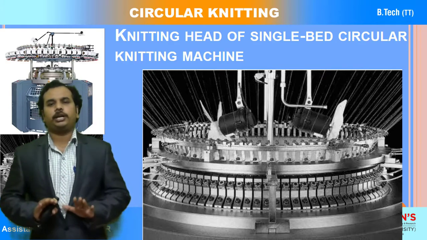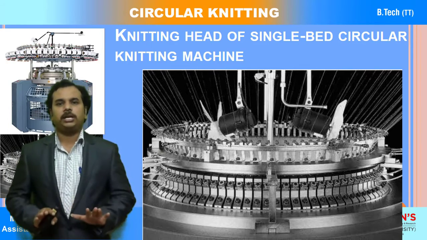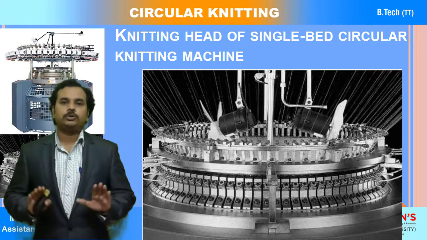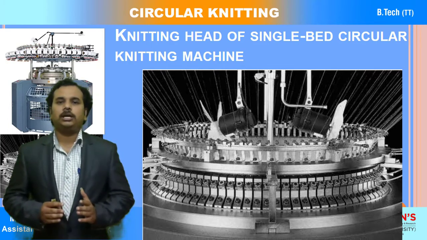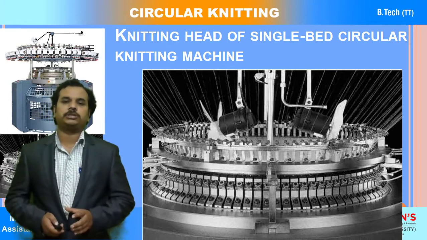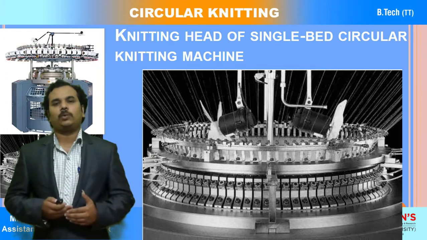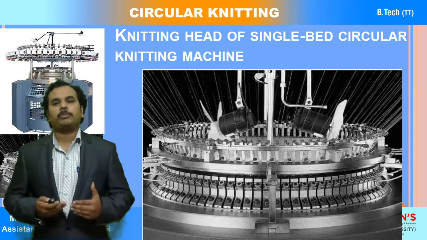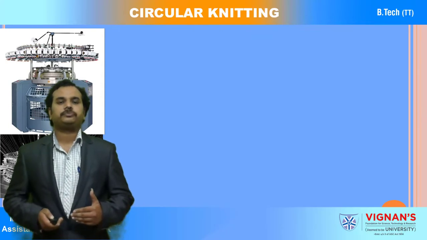A single bed circular knitting machine has only one cylinder present in the machine. So we can only make single jersey fabrics in single bed circular knitting machines. We will discuss one by one the different elements which are present in the single bed weft knitting machines.